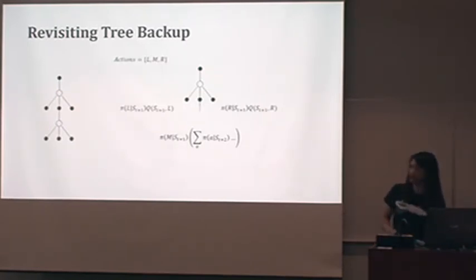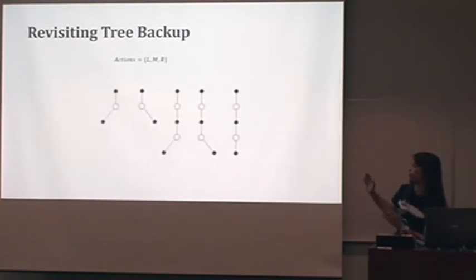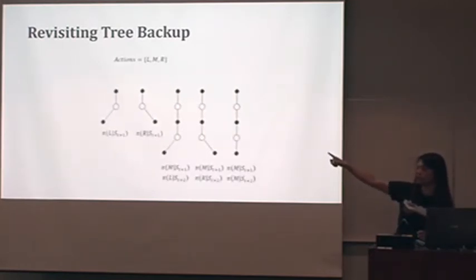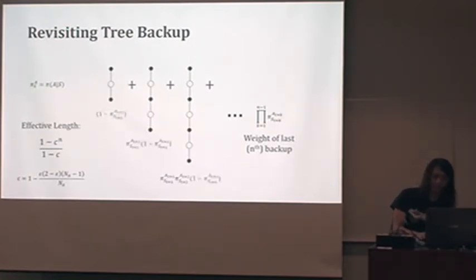And another cool thing is that with this backup diagram on the left, with tree backup, it can be shown that this can be decomposed into the weighted sum of these backups, weighted by the probability of each trajectory. And if I were to ignore the fact that each of these backups are bootstrapping off of a different value, and just add up the weights of each backup with a certain length, in the end you get something like this. And you can see that a lot of them have this term where it's the sum of the probabilities of the actions you didn't take. And you can also see that that's equivalent to 1 minus the probability of the action you did take, and it'll look something like this.